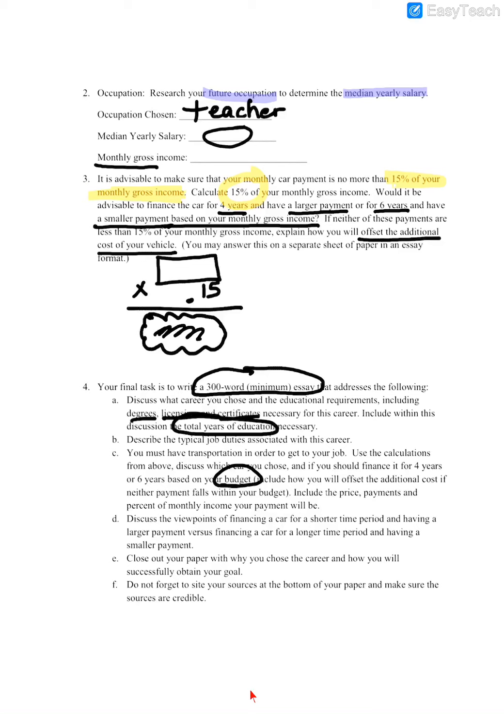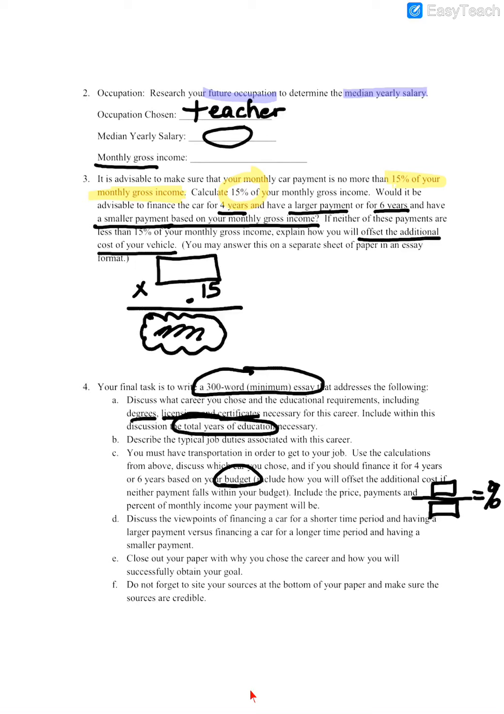So, take whatever your car payment is, and divide it by your monthly gross income. That's going to give you a decimal, and then if you move that decimal 2 places to the right, that's how you calculate what percent your car payment is of your monthly gross income.